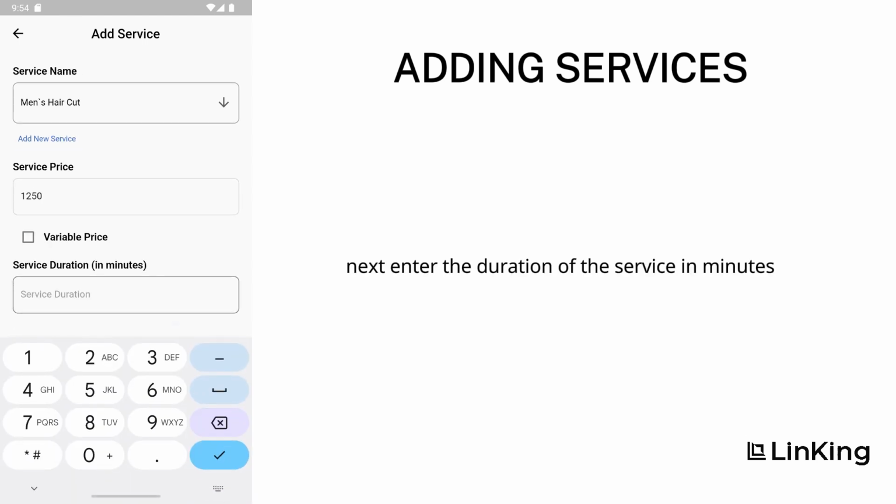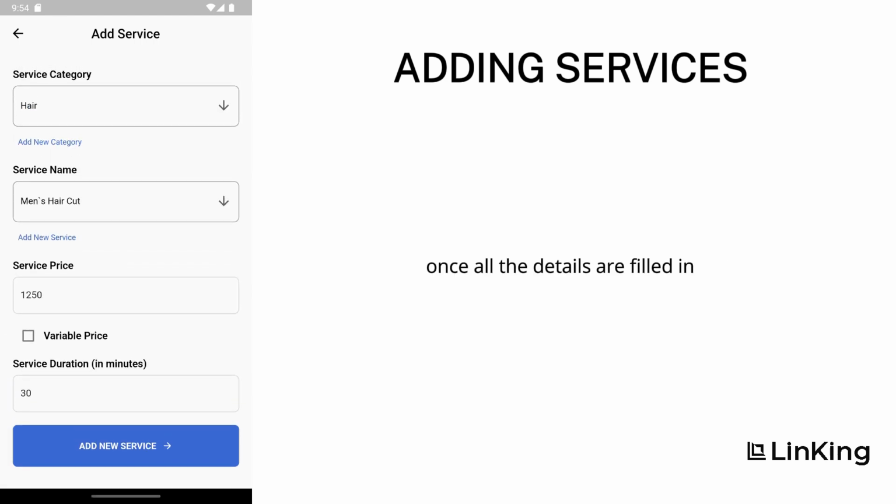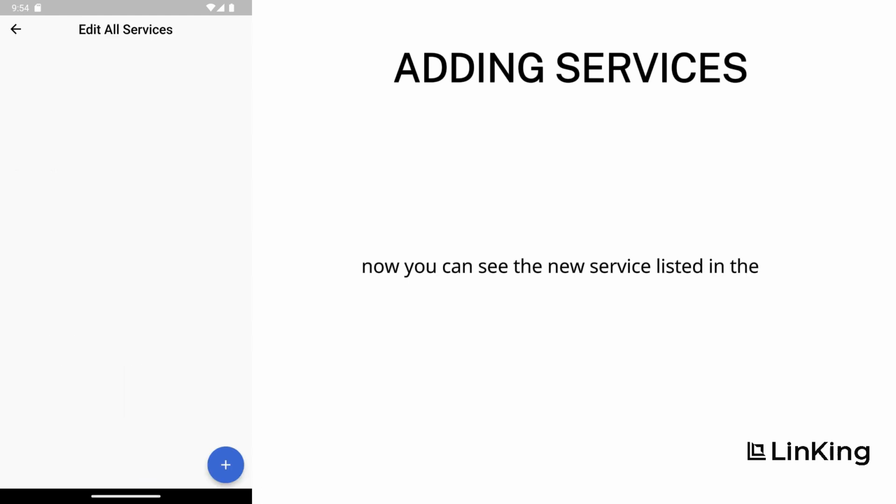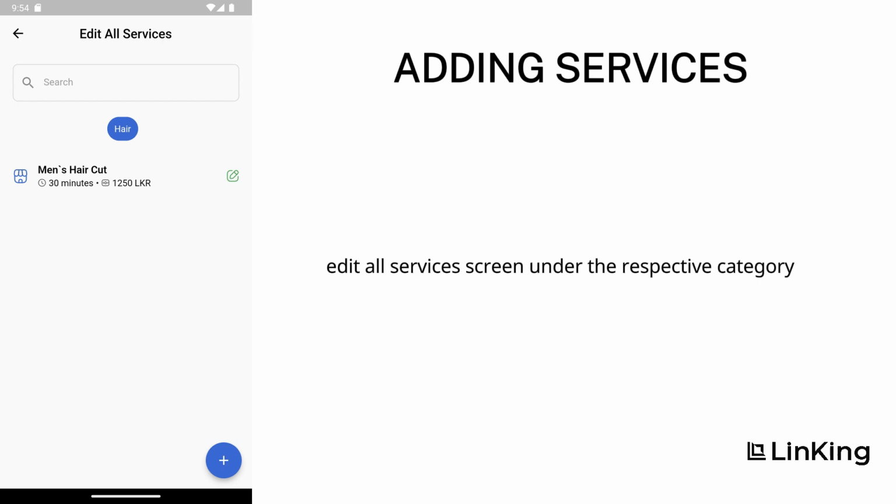Next, enter the duration of the service in minutes. Once all the details are filled in, click the Add New Service button to confirm and add the service. Now you can see the new service listed in the Edit All Services screen under the respective category.